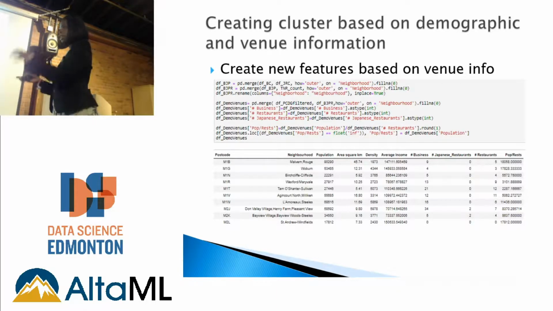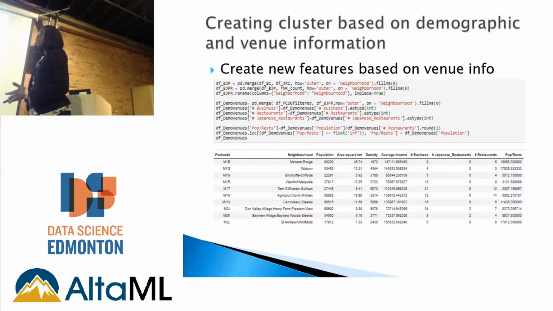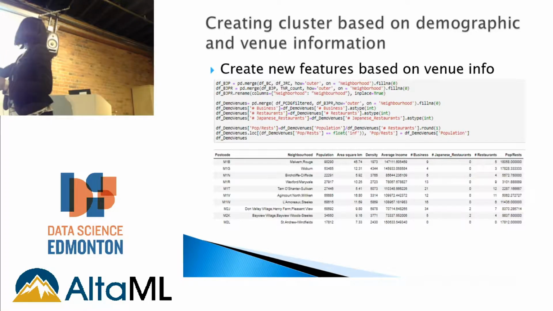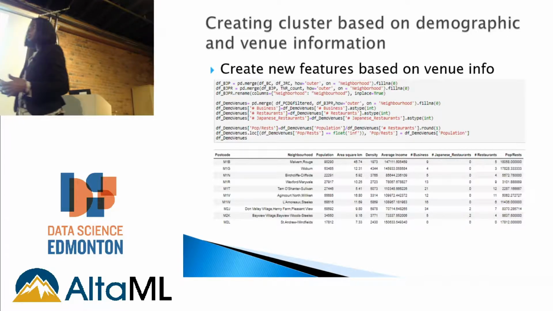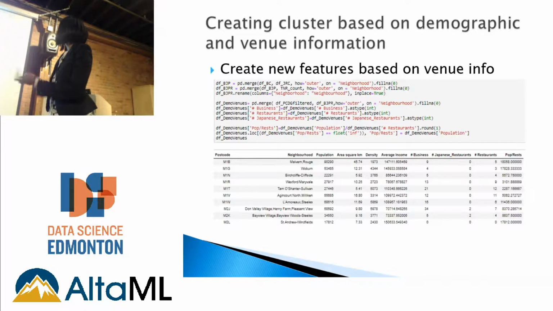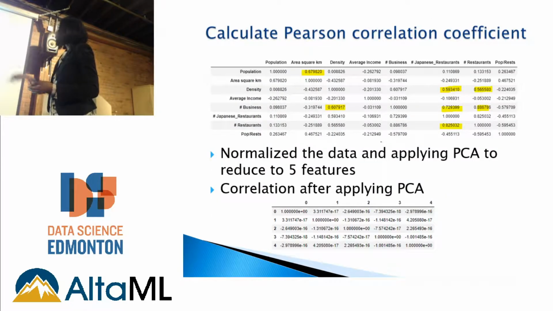So I have these new features that were derived from that venue information. Before I create a cluster, I need to first normalize, because if you look at the range of this number, the unit is so different. So I need to normalize to remove any kind of bias.